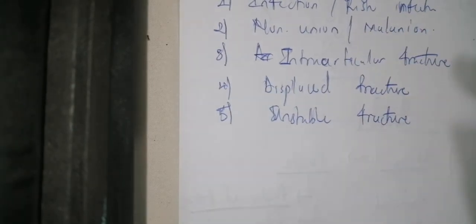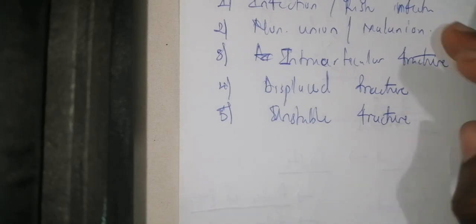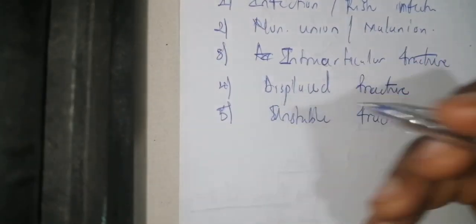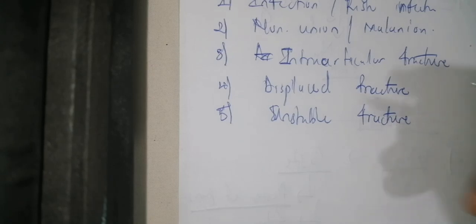Anything apart from that, you can do a closed reduction and a closed restriction. You can do an external restriction with a cast. If you are not inside these 5 elements, you can place a cast, those casts that we put on the limbs. Or you can also place a sling or a splint.